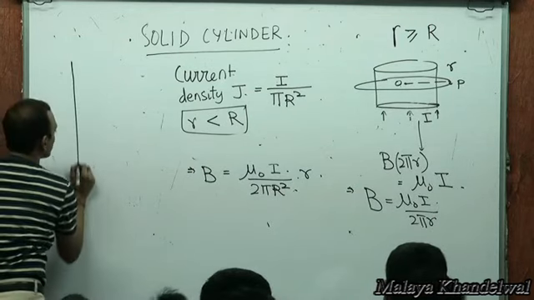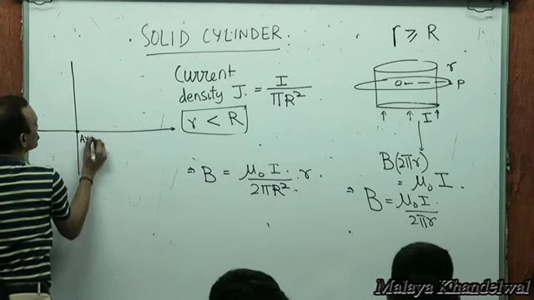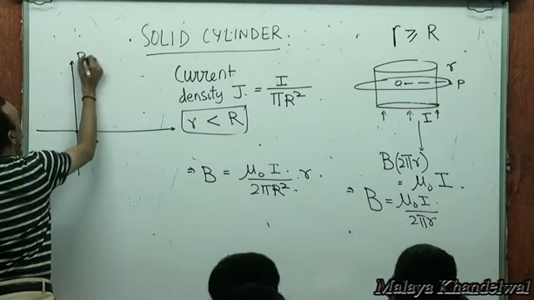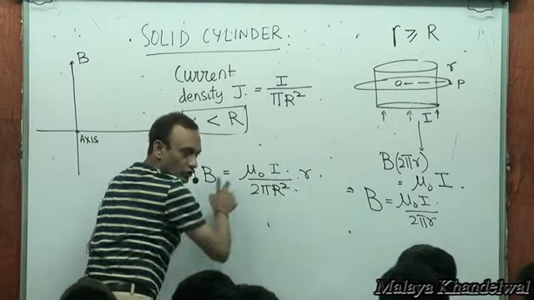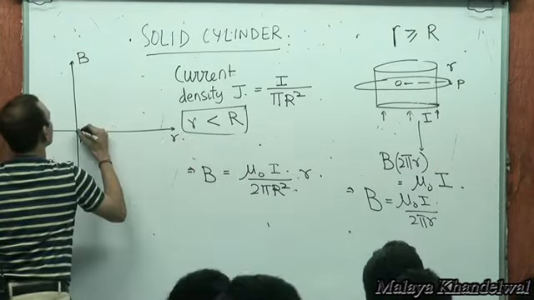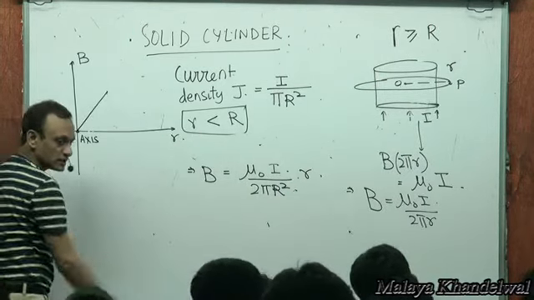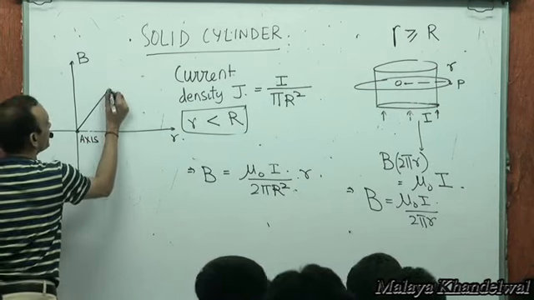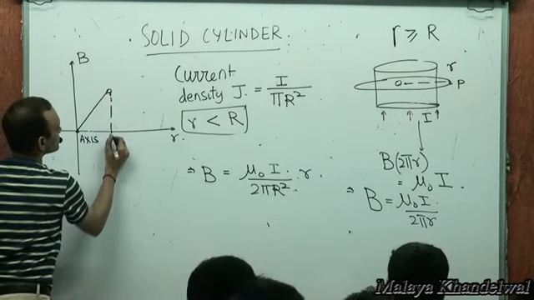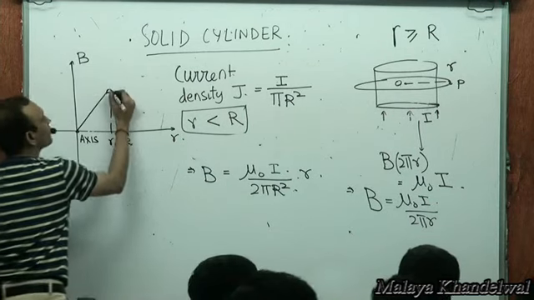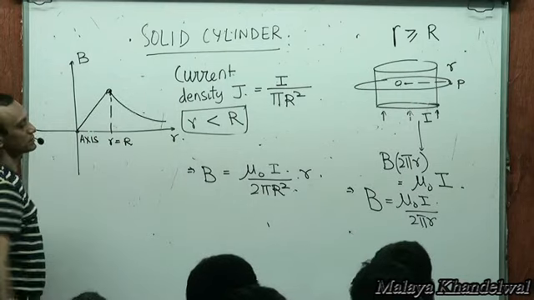then from the axis, this is a point on the axis, B versus distance from the axis. Inside the cylinder, it will go linearly with r. On the axis, small r equal to 0, the magnetic field will be 0. Then, at small r equal to capital R onwards, it will dip as 1 by r. This is how it happens.